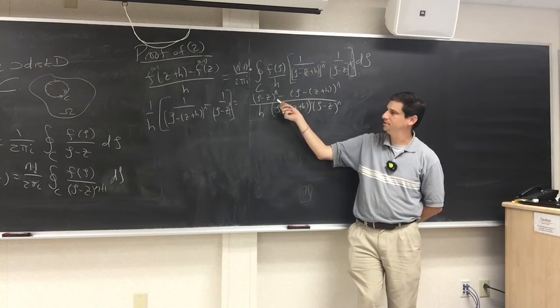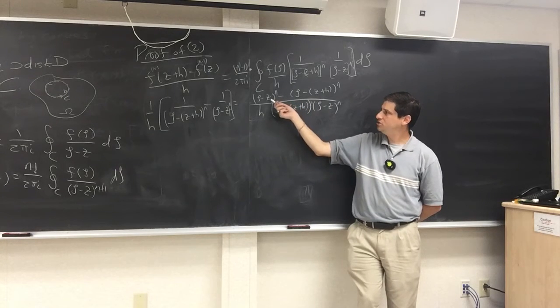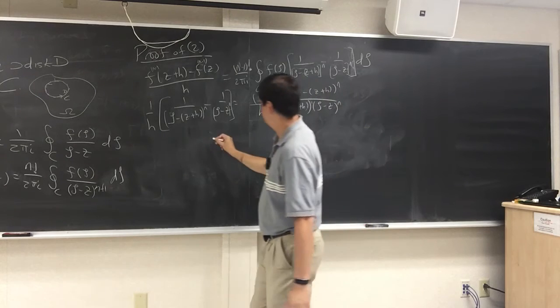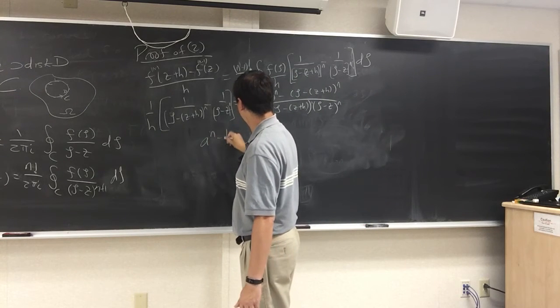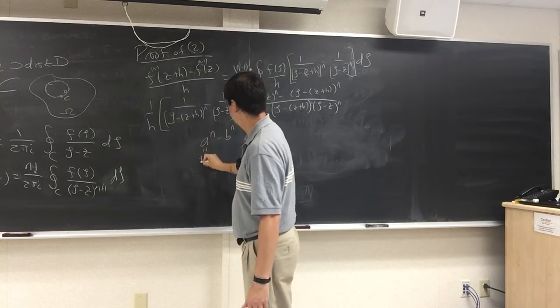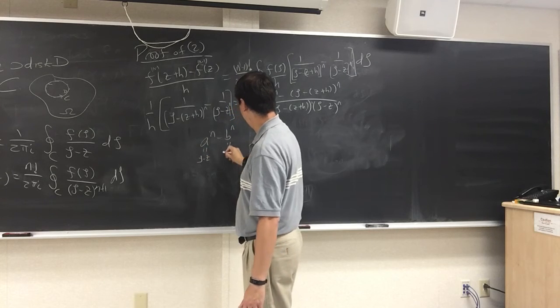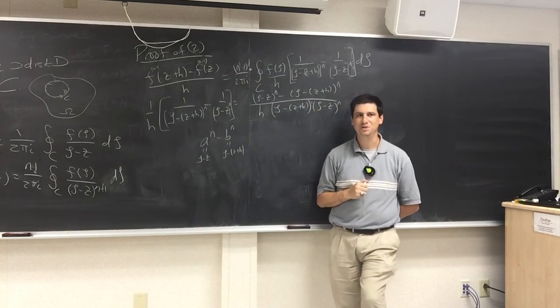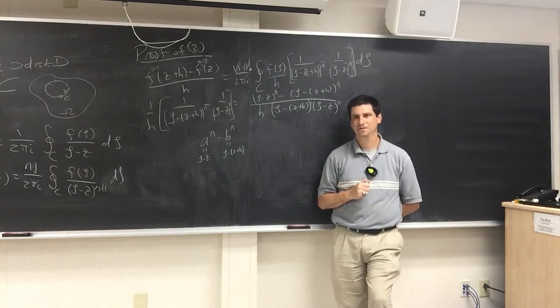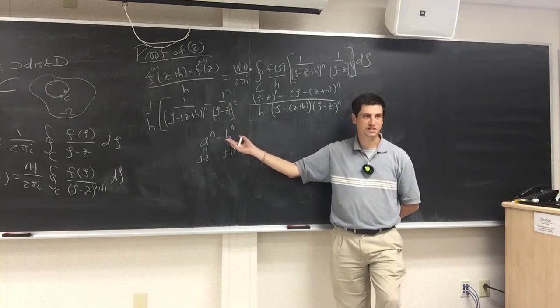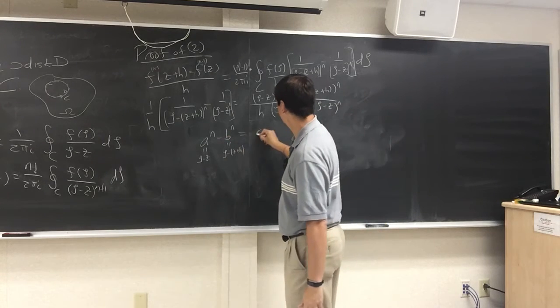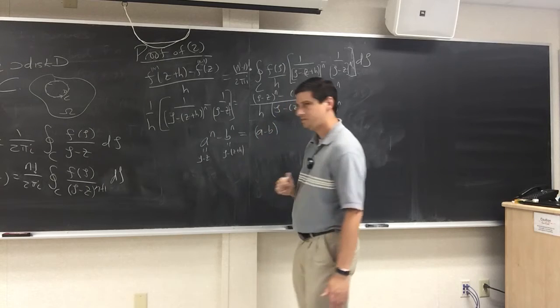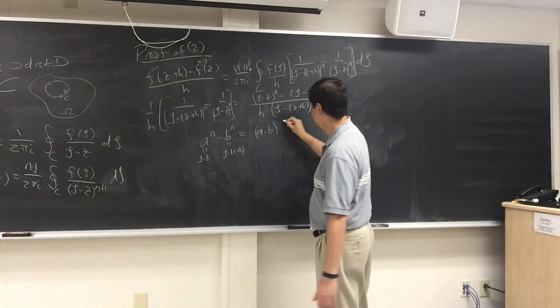What about the top? Well, as h goes to 0, think of this as a to the n minus b to the n, where a is zeta minus z and b is zeta minus z plus h. How do you factor a to the n minus b to the n? It's a minus b, because if a equals b, it's 0. So it has to have a factor of a minus b.